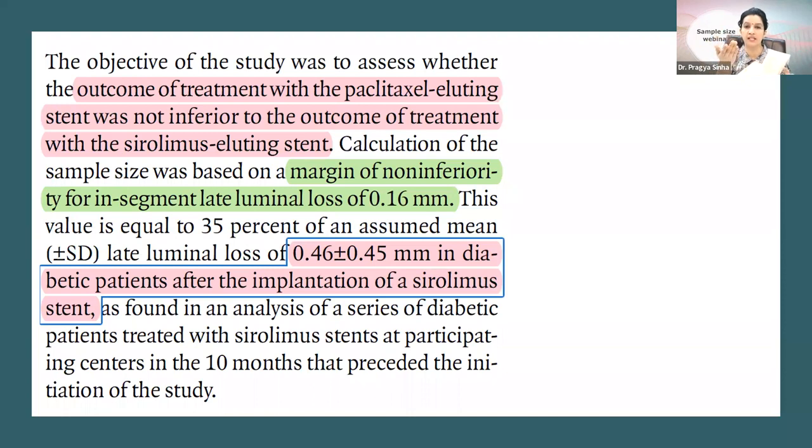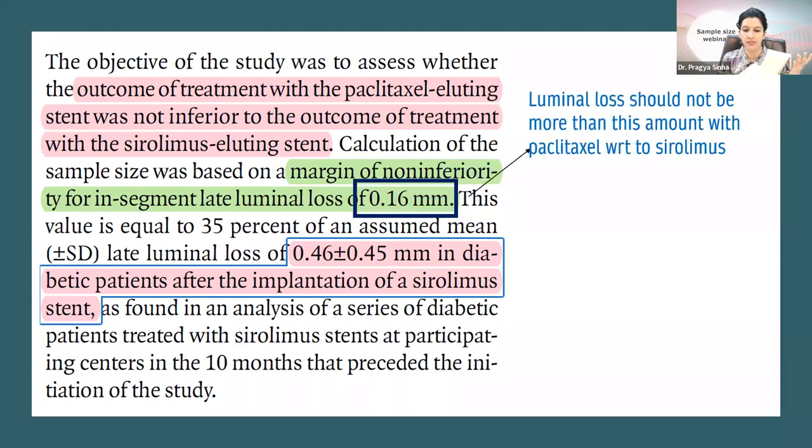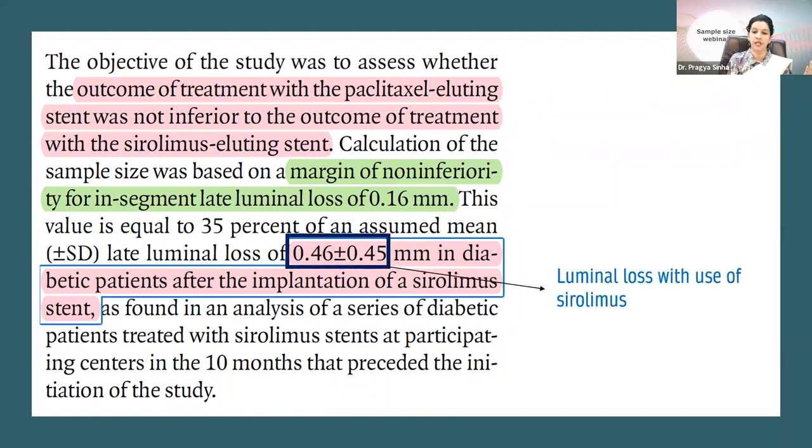So in this case, the author is ready to have a luminal loss of maybe 0.62 because he has fixed the margin. And now he's testing. So how much sample size will he need? Luminal loss should not be more than this amount with paclitaxel with respect to the sirolimus. And this 0.46 is the luminal loss with the use of sirolimus.